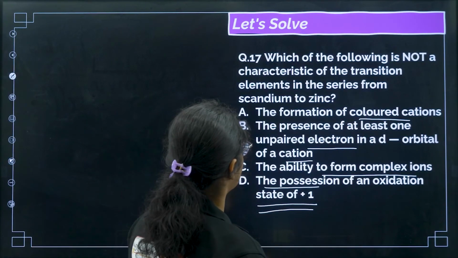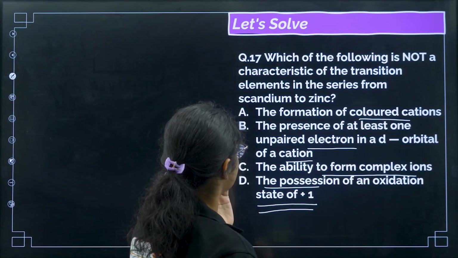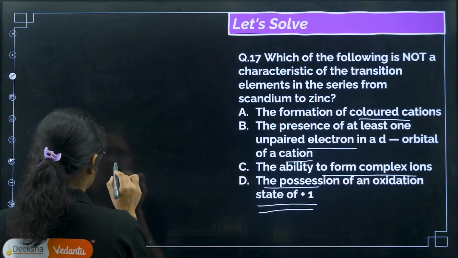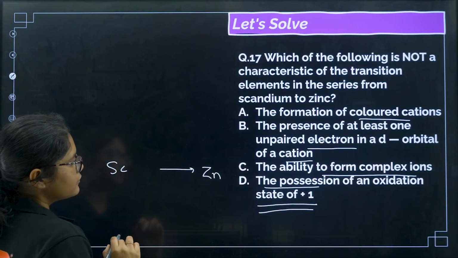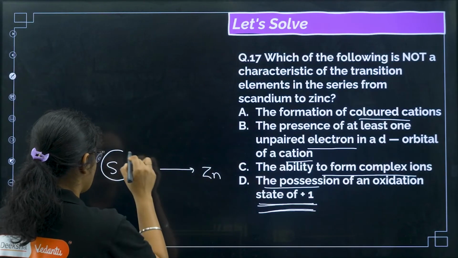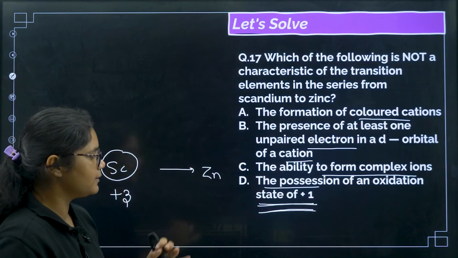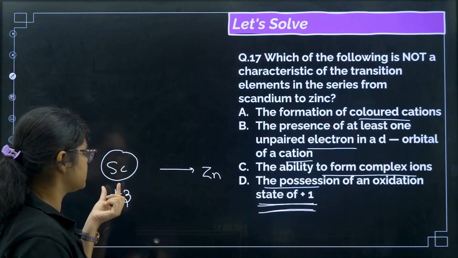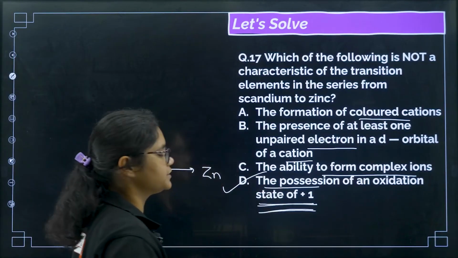One second, which of the following is not a characteristic of transition elements in the series from scandium to zinc? Okay, scandium to zinc, the possession of an oxidation state of +1. So, if you see, scandium has an oxidation state of +3, right? So, if you go from scandium to zinc, there is no +1 oxidation state for scandium, right? The correct answer for this question will be option number D.